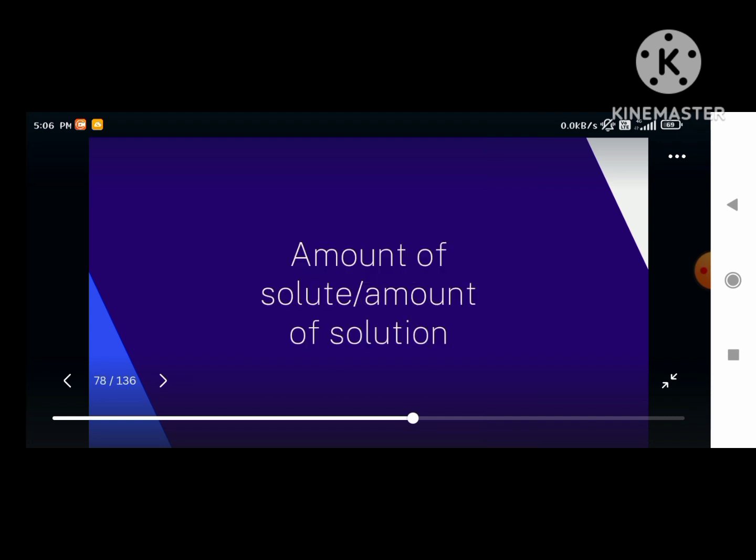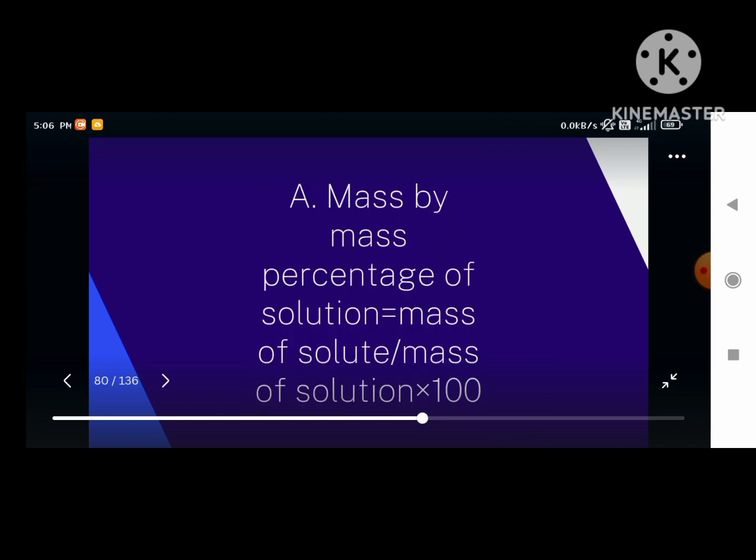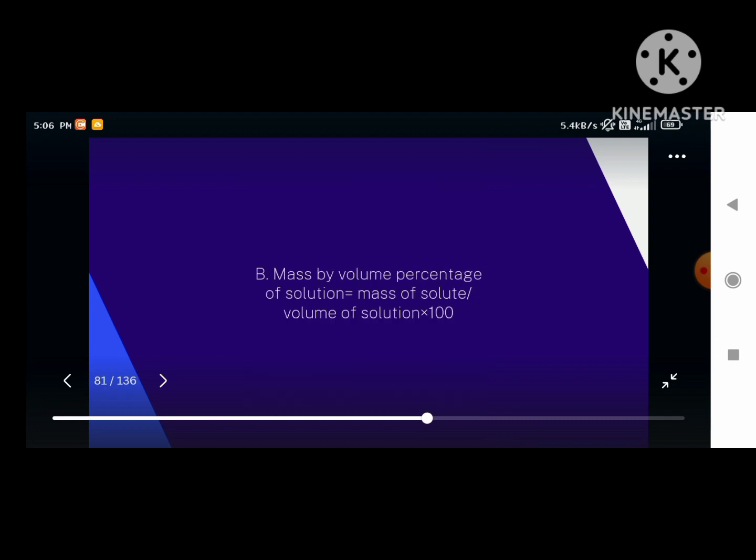Concentration of solution equals amount of solute divided by amount of solution. There are various ways of expressing the concentration of a solution. Some of these are: A. Mass by mass percentage of solution, in which we take mass into consideration. B. Mass by volume percentage, so we take the mass of solute and the volume of solution and multiply it by 100.